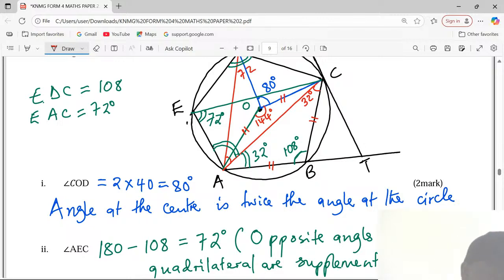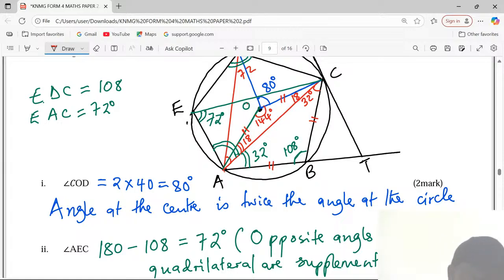Just look at my analysis. We have gotten 144 at that point. So we can get the small angle here, OAC. The small angle OAC can be found by taking 180 minus 144 to get 36. Then this 36 should be divided by 2 to get 18 and 18.